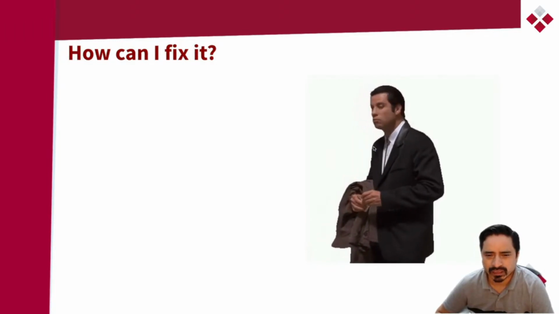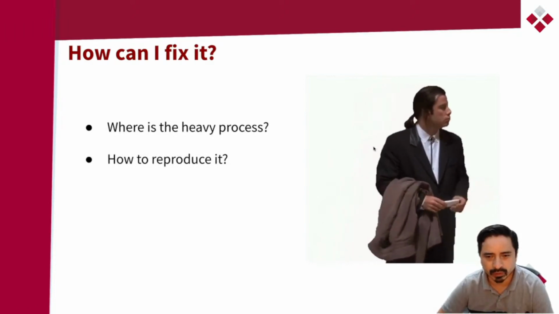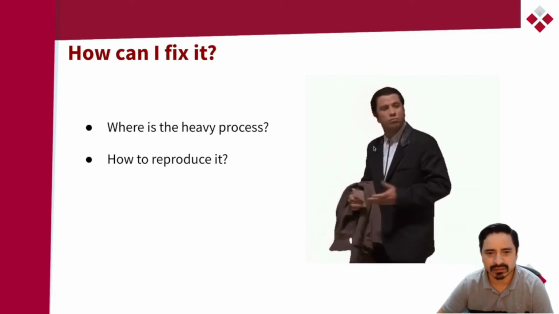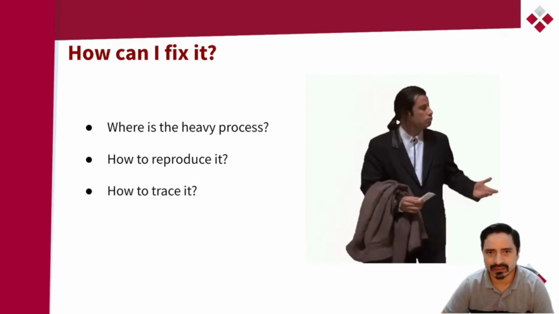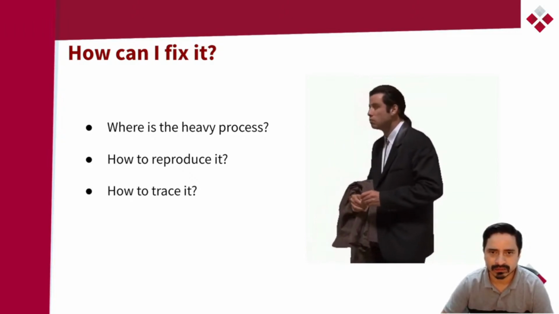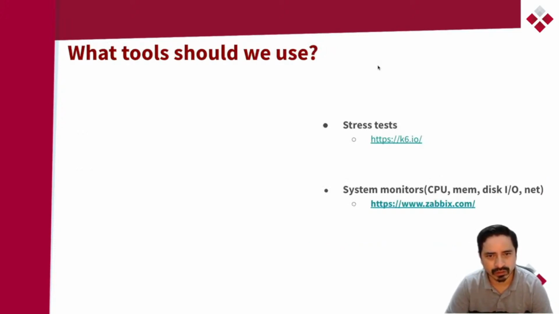But how can I fix it? Where is the heavy process? How to reproduce? Because I can't do the debugging in production directly. How to trace it? Where is the source code that is doing slow? Another thing is to have an environment to reproduce, and sometimes we don't have the same server or the same scenario to reproduce.